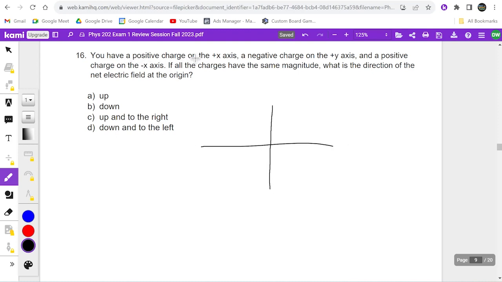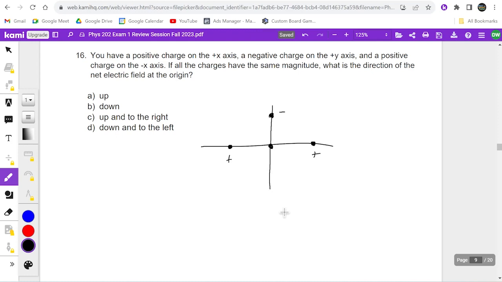So I have a positive charge on the positive x-axis. So I'll just draw that right here. This is positive. I have a negative charge on the positive y-axis. That's like somewhere over here. And that's a negative charge, so minus. And then I have a positive charge on the negative x-axis, so somewhere over here. And that's a positive charge. And then I want to know, if they all have the same magnitude, what is the direction of the net electric field at the origin in the middle?